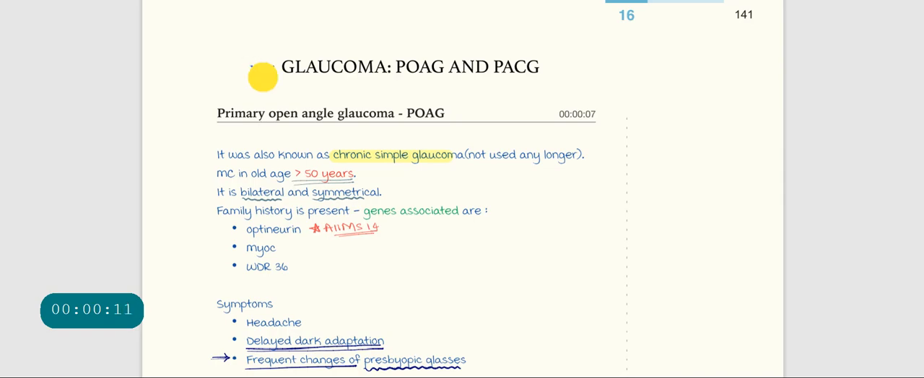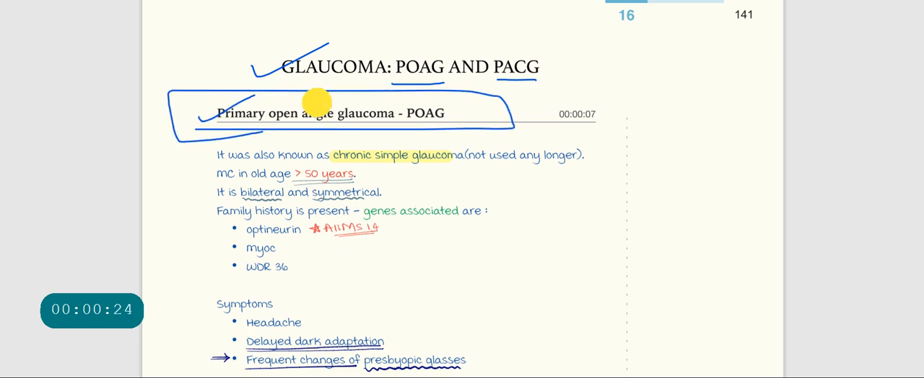So the next thing in the glaucoma is POAG and PACG. Okay, POAG, that is primary open angle glaucoma. So beginning with primary open angle glaucoma. Open angle glaucoma, we have studied this before also, now in great detail. Very simple. Now, primary open angle glaucoma is also known as chronic simple glaucoma.